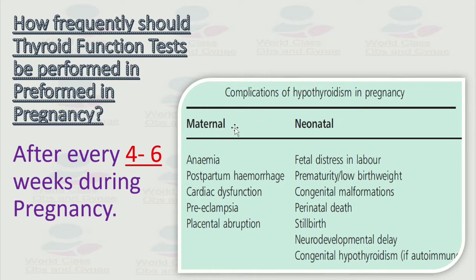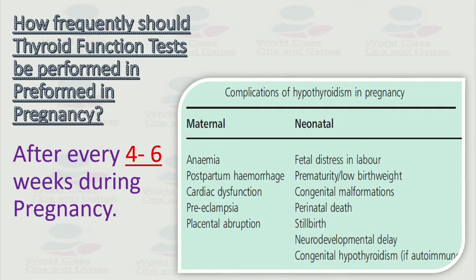So we have maternal complications like anemia, postpartum hemorrhage, cardiac dysfunction, preeclampsia, and placental abruption. So APC P2: A anemia, P postpartum hemorrhage, C cardiac dysfunction, and P2 preeclampsia and placental abruption. In that way you would learn it, you would memorize it. Now neonatal complications include fetal distress in labor, prematurity or low birth weight, congenital malformation, perinatal death, stillbirth, neonatal delay, and congenital hypothyroidism if autoimmune.